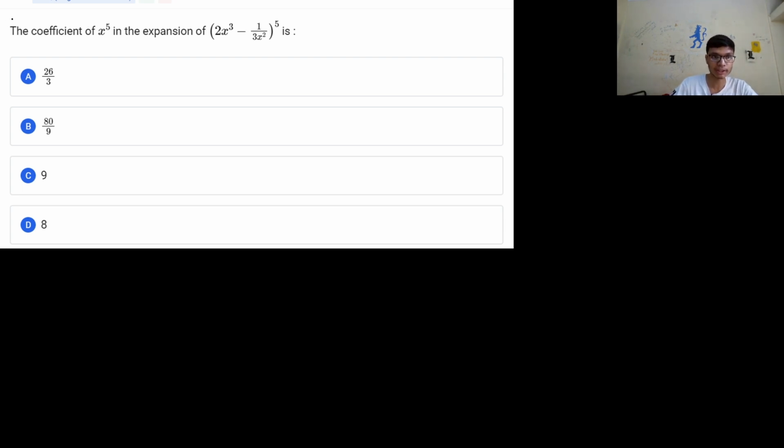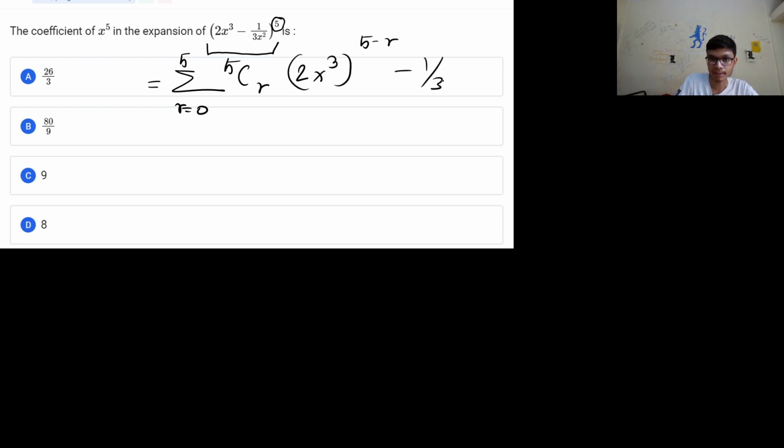So the very first question talks about the coefficient of x to the power 5 in this particular expansion. This is a binomial expression which is raised to the power of 5. So this is a binomial theorem, and the expansion of this particular expression is given by the binomial theorem. I can write this expansion in the form of sigma, where r is equal to 0 up to n is equal to 5, 5Cr (2x^3)^(5-r) (-1/(3x^2))^r.